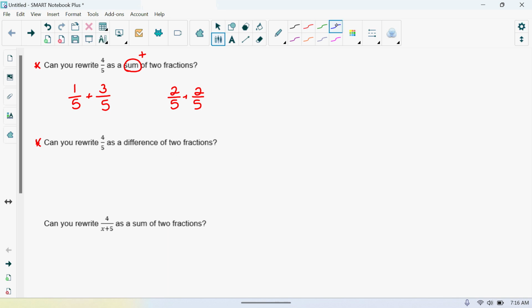In my next question, I'm looking to do the difference, which is subtracting. So I still need common denominators. I can write this as 6/5 minus 2/5. Now 6/5 is an improper fraction, but that's okay. It doesn't matter in this case. I could also write this as 5/5 minus 1/5, and so on.